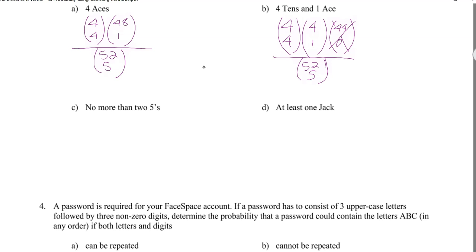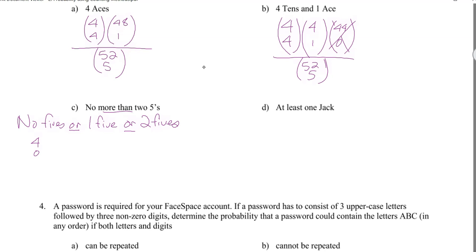No more than 2 5s. So no 5s, or 1 5, or 2 5s. Let's put words down. No 5s, or 1 5, or 2 5s. So no more than 2. None, or 1, or 2. And be very explicit using the language, or.